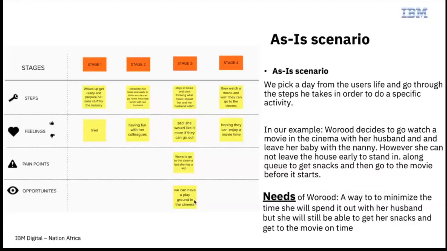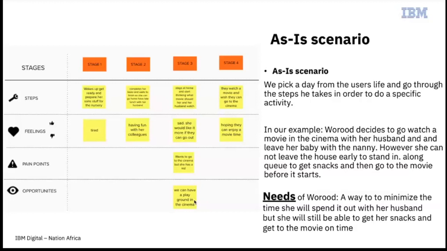So here, the pain points of Wurud is that she wants to go to the cinema, but she doesn't want to be late. She doesn't want to stand in very long queues for purchasing the cinema ticket or the movie ticket, and then she needs to stand in another queue to get the snacks she wants. And as we said, she loves snacks and she loves the whole experience of watching a movie.